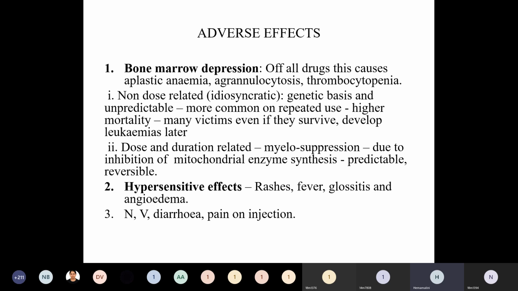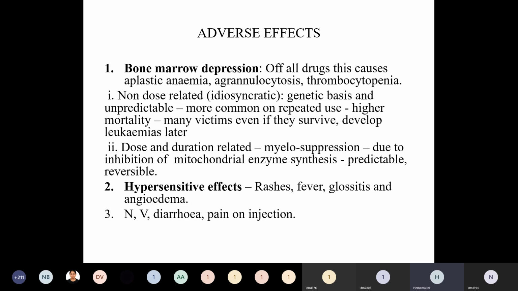It's more common on repeated use of chloramphenicol, with higher chances of mortality, and many victims, even if they survive, may later develop leukemia. And the second type is dose and duration related. It's a myelosuppression, due to inhibition of mitochondrial enzyme synthesis. It is predictable and reversible.